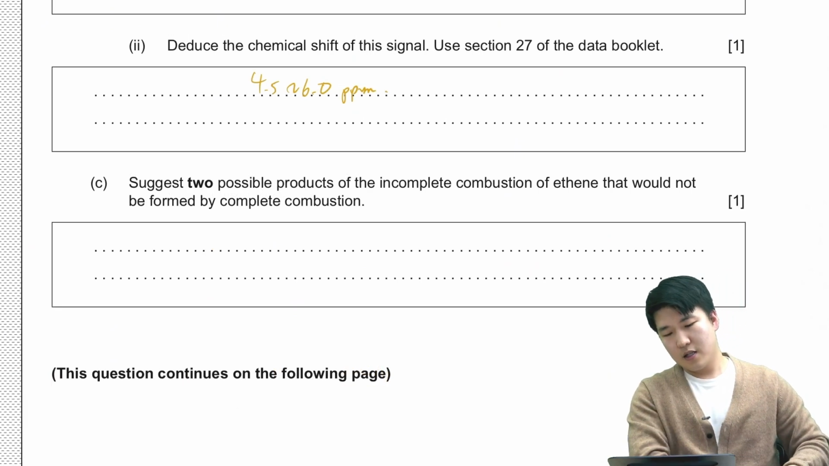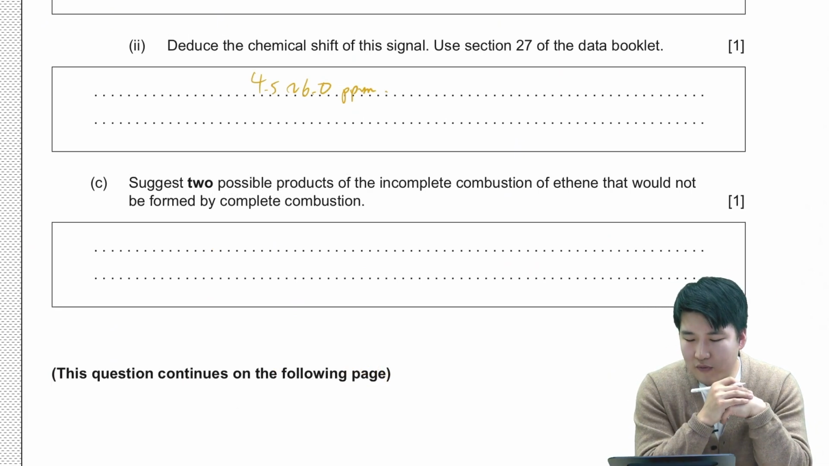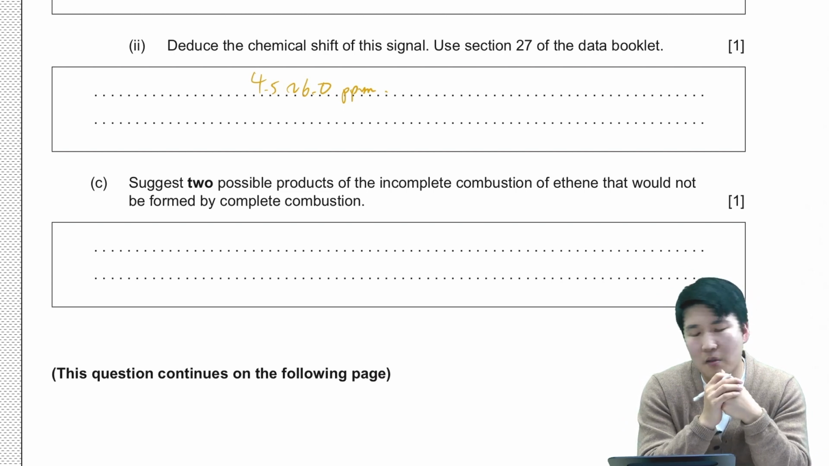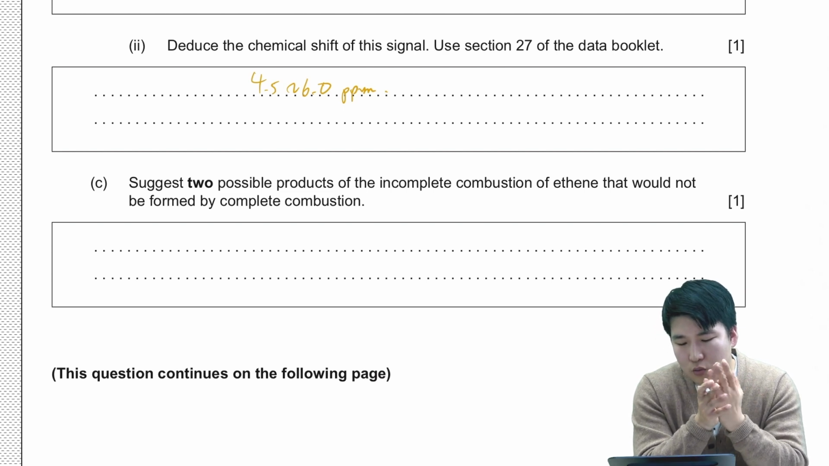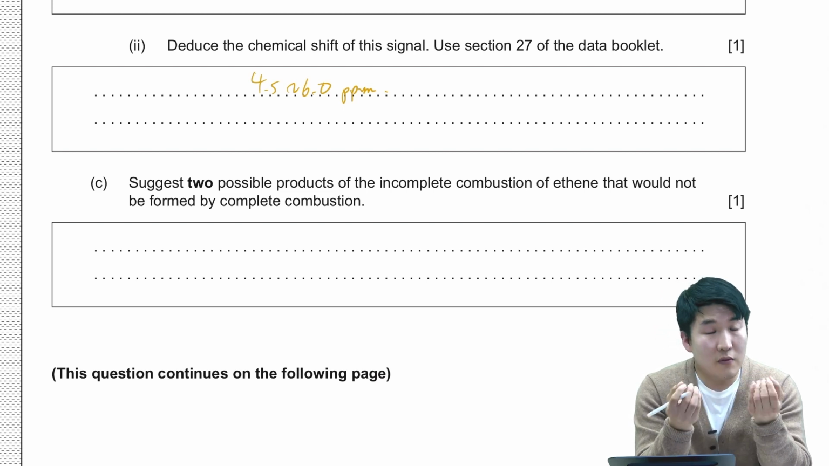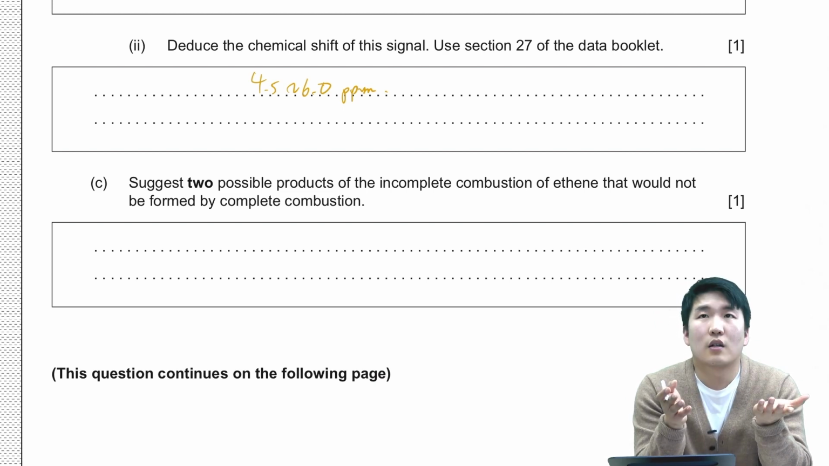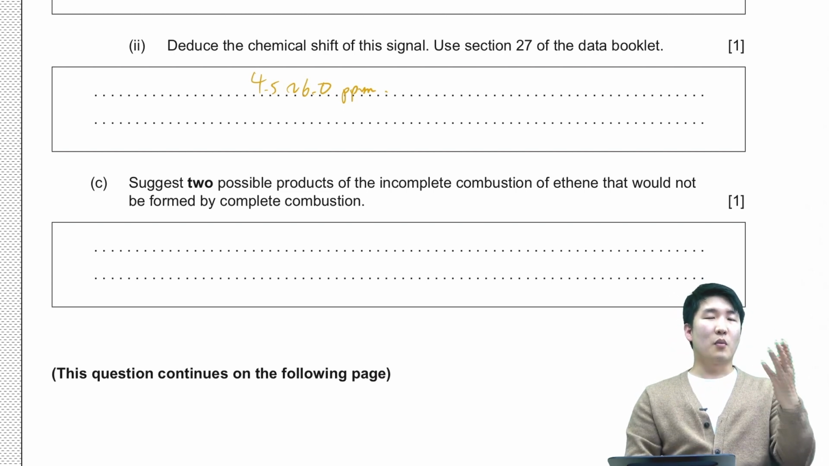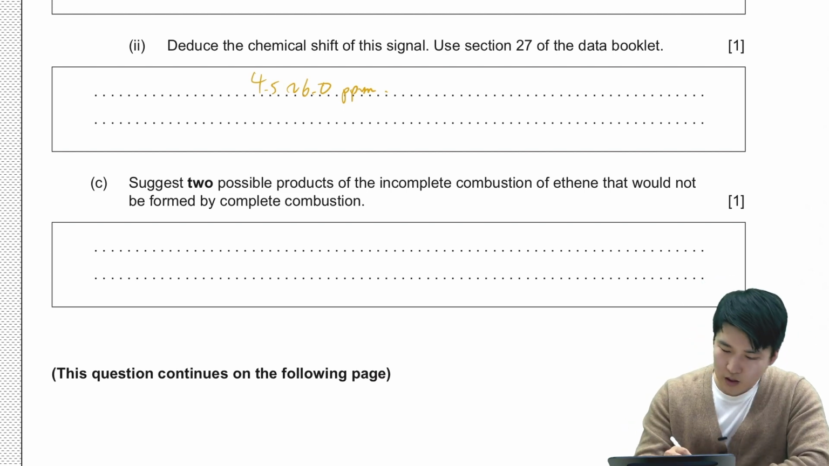Next up is, what are the 2 possible products of incomplete combustion that are not found in complete combustion? So, is there sufficient oxygen to produce carbon dioxide? Or is there insufficient oxygen so that we'll only produce carbon monoxide or carbon soot, carbon solid? We'll be producing carbon monoxide gas and carbon soot solid.